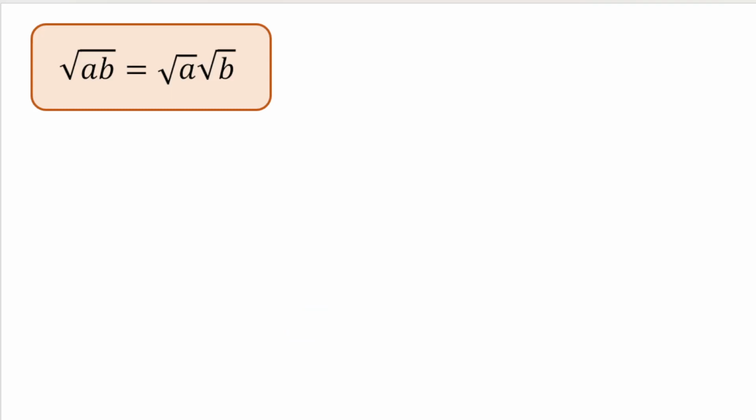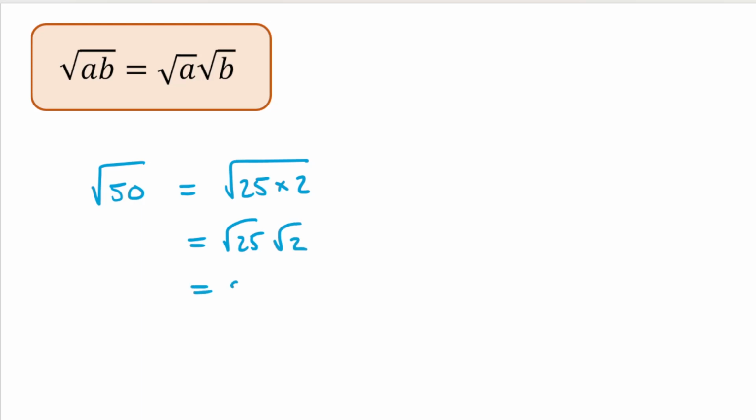So let's consider a couple of examples. Let's say I've got the square root of 50. I could think of that as the square root of 25 times 2. And that means that I've got the square root of 25 times the square root of 2, and that is 5 root 2. You see, what's happened there is 25 is a square number, and so I can square root it directly to get 5.